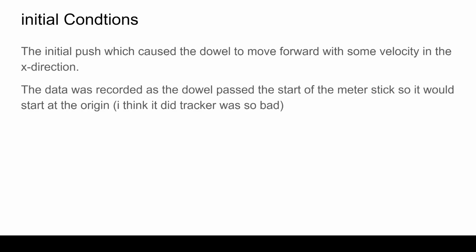Initial conditions: the initial push caused the velocity of the dowel, and I recorded the dowel as it passed, or started to pass, the meter stick, so it would start at an origin if I were to set a coordinate system.